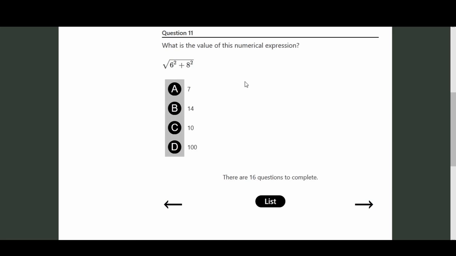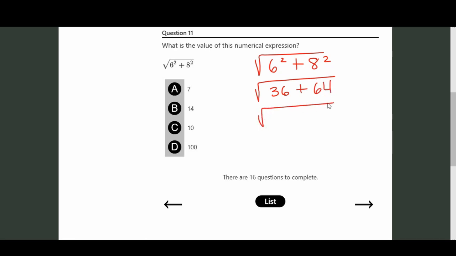Alright, number 11 says, what is the value of this numerical expression? So we have 6 squared plus 8 squared. Let's go ahead and work this out further. 6 squared is the same as 6 times 6, which is 36, plus 8 times 8, which is 64. 36 plus 64, I know off the top of my head, is 100 because I've seen this so much. But if we do it off to the side, I'll show you that that is in fact the case.